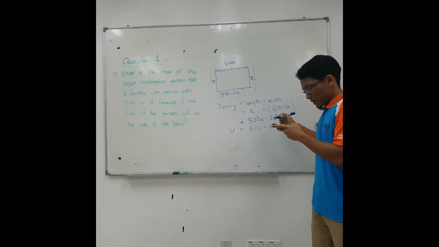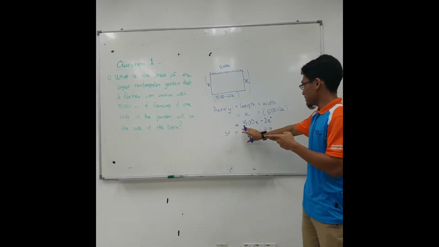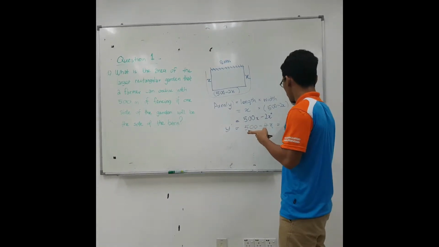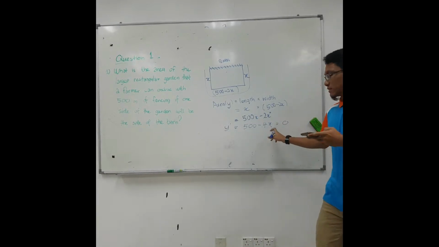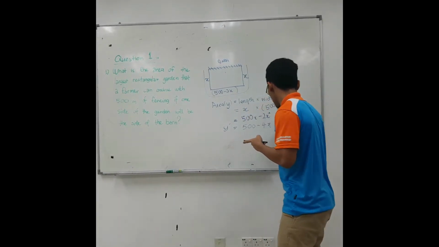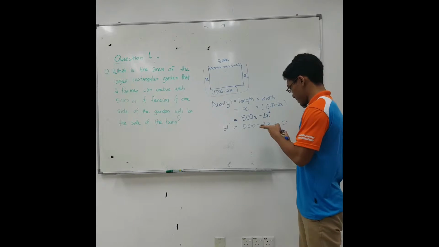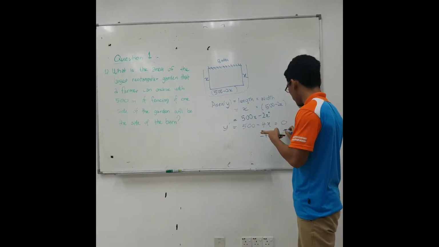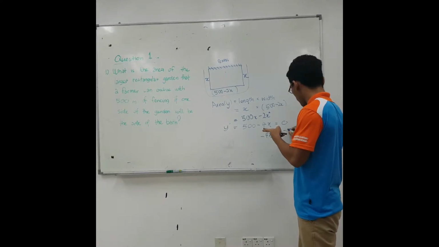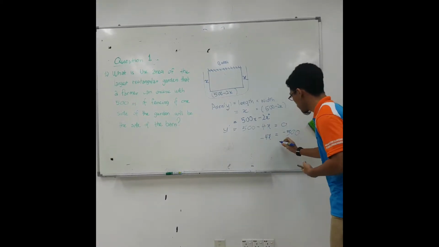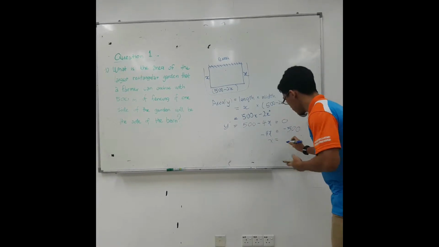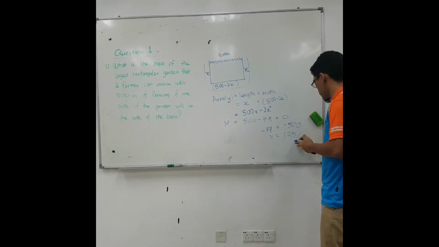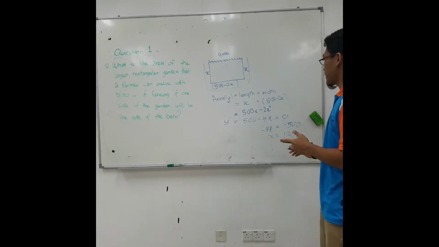we set this equation equal to 0, because we want to find the x. So we set it equal to 0, and then we get negative 4x equal to negative 500, and x equal to 125. So okay, we get the x.